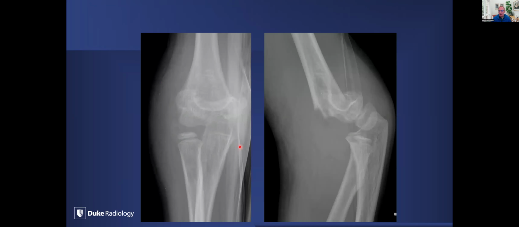Okay, and then here's our Gartland type 3 supracondylar fracture. So we've got complete disruption of that posterior cortex. The distal fracture fragment is displaced posteriorly. Anterior humeral line is completely off, right? So it doesn't intersect or even come close to going through the anterior third of the capitellum. We draw our radiocapitellar line. We see that, in spite of the pretty significant fracture, that's still intact, so we don't have a radial head dislocation.